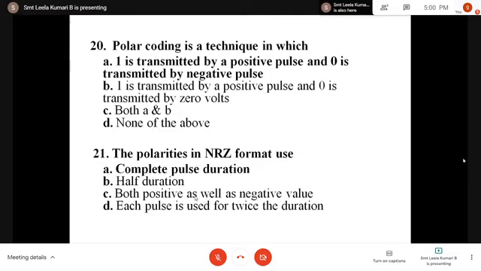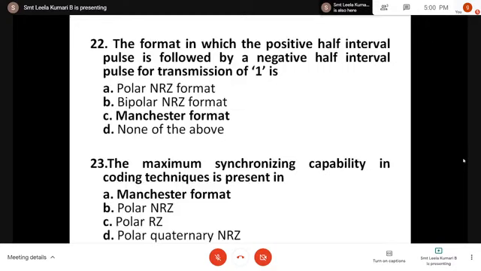The polarities in non-return to zero format use complete pulse duration, half duration, both positive as well as negative value. Each pulse is used for twice the duration. So, the polarities in non-return to zero format. So, non-return to zero format means the complete pulse duration. And return to zero format means half the duration the pulse will exist. Therefore, option A is correct.